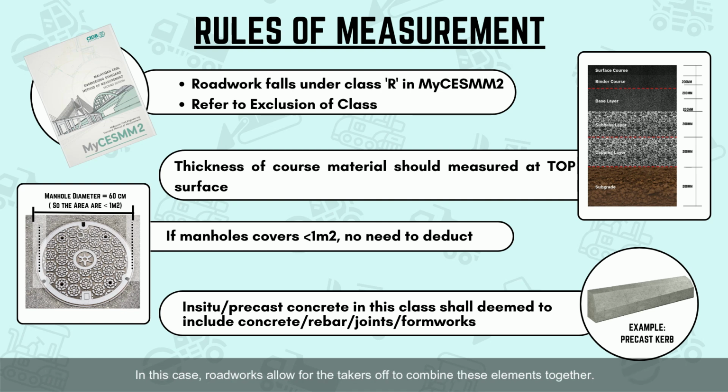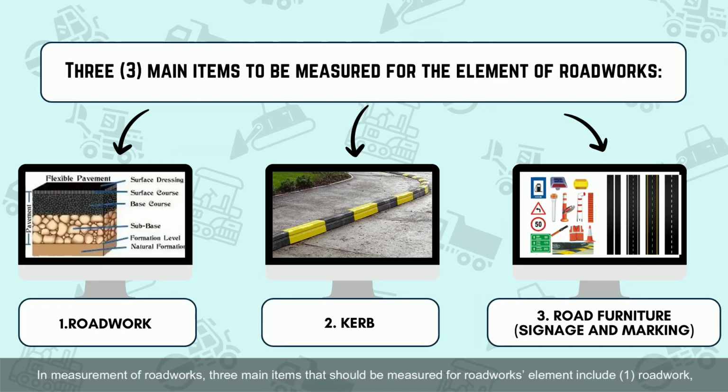In this case, roadworks allow for the takers off to combine these elements together. Lastly, it is recommended to use exclusion of class as reference. Three main items that should be measured for roadworks element include: number 1, roadwork, number 2, curb, and number 3, road furniture such as markings and signages.